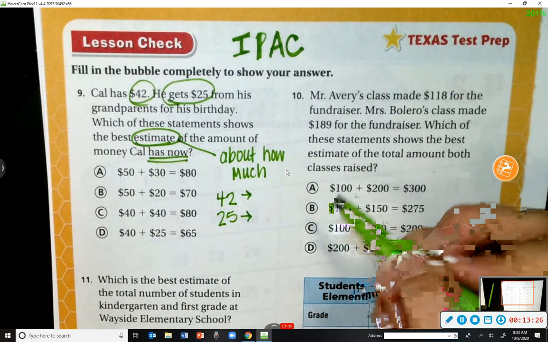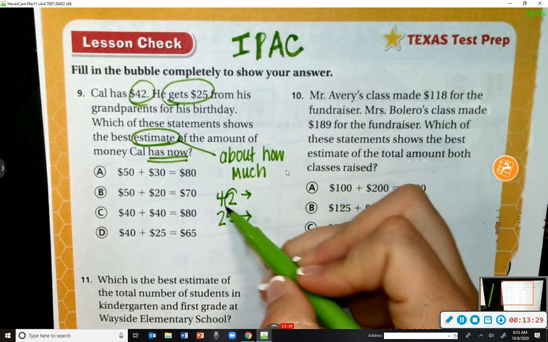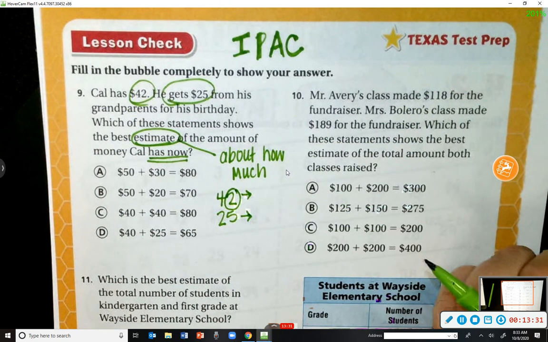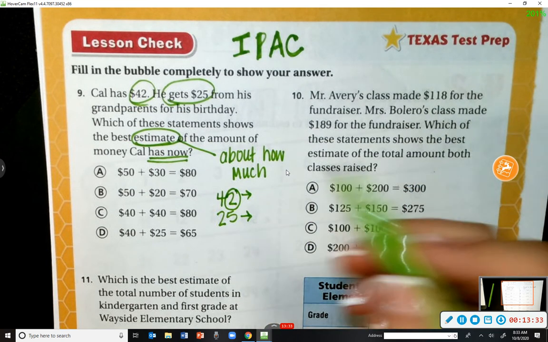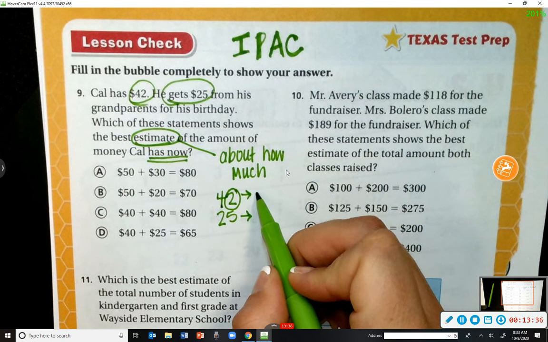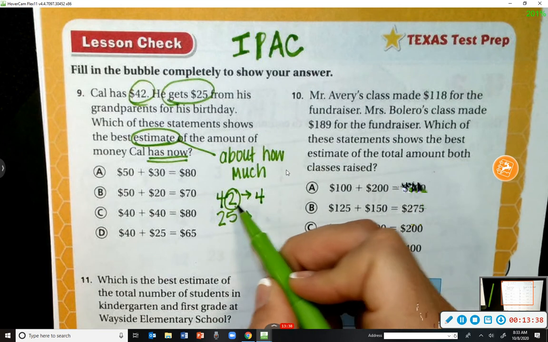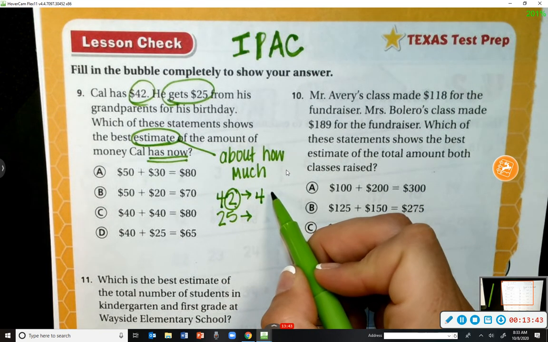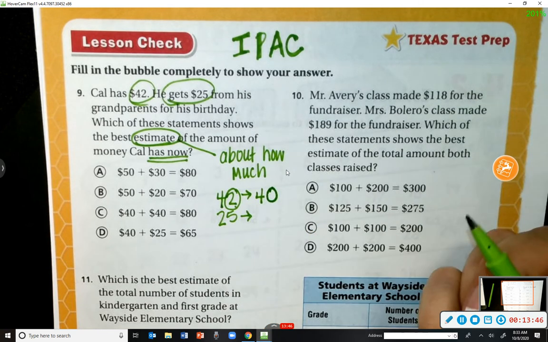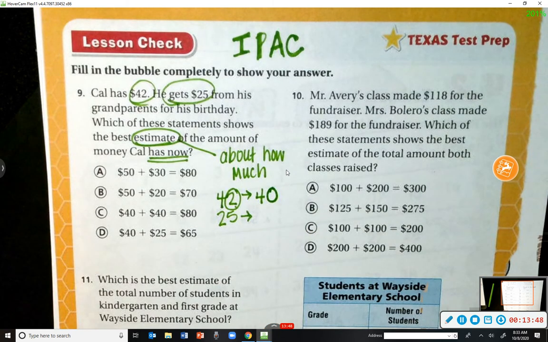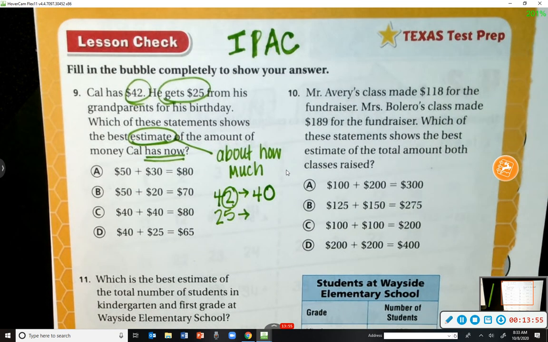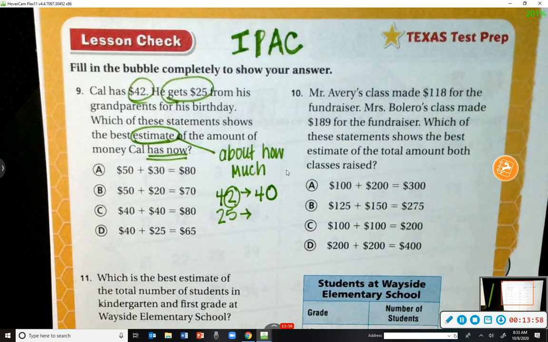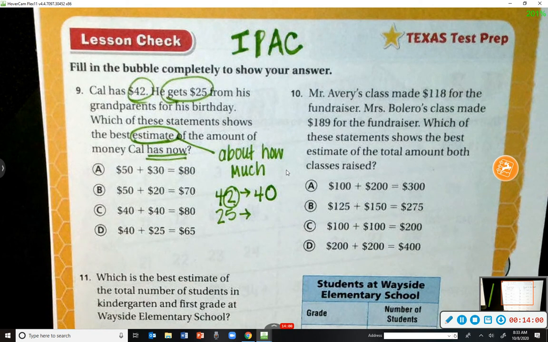Okay, so 42, I'm going to look at the ones place. Does the 2 tell me to round up or down? Down. So remember, if we round down, this front number stays the same. The numbers behind become 0. Good. So I can already see 2 answers I can eliminate, right? Which 2? Just call it out. Which 2 can I eliminate? A and B. Very good.